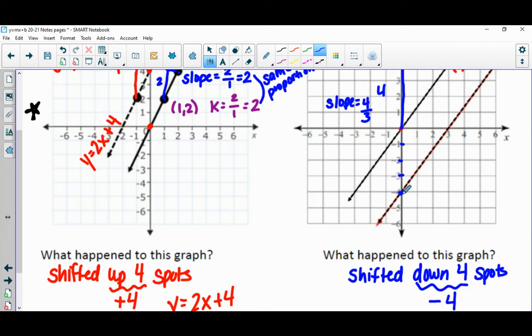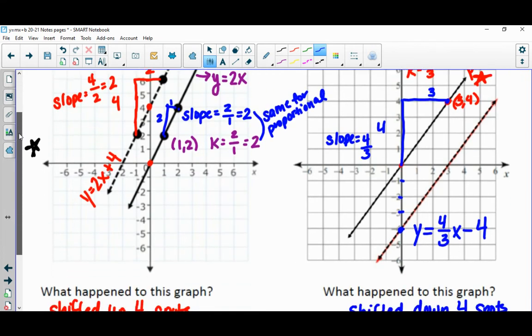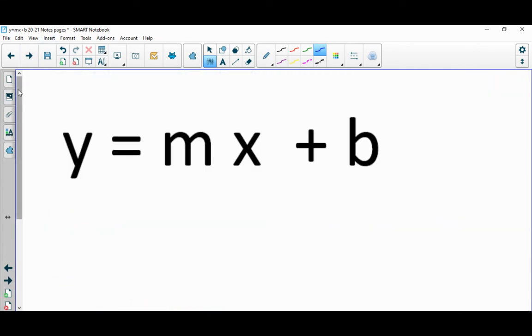So what we would do, since the slope of this red dashed line is the same, our equation is going to be y equals 4/3 x, and we're going to add that -4 because it now crosses the y-axis at that -4 spot. So these equations are actually using this y equals mx plus b format.